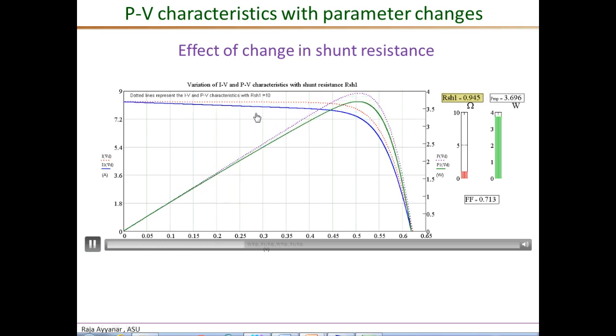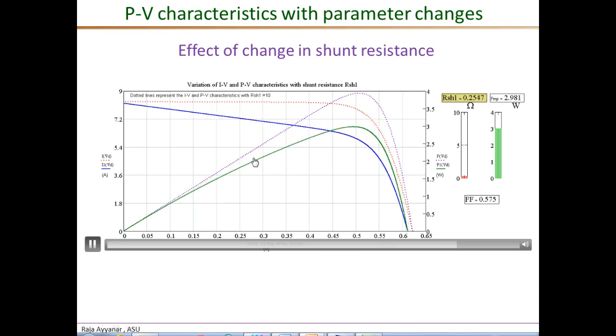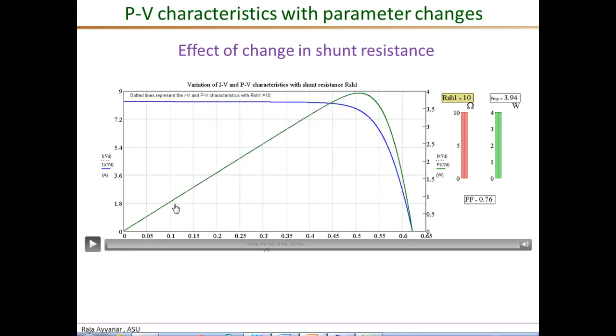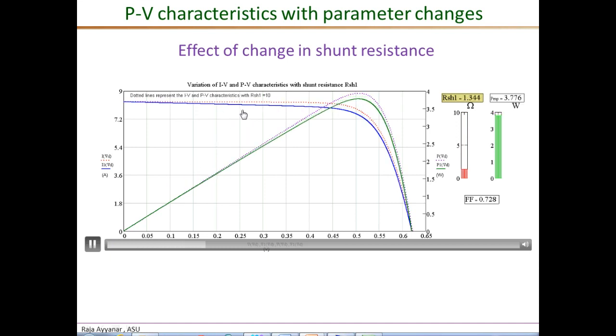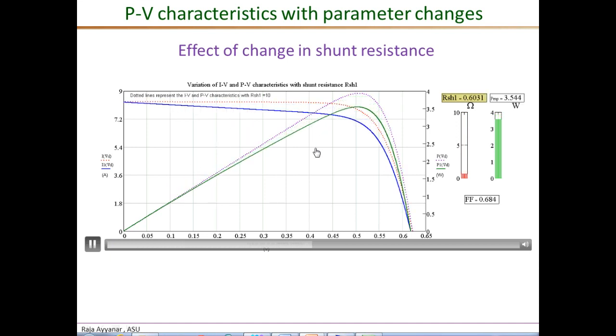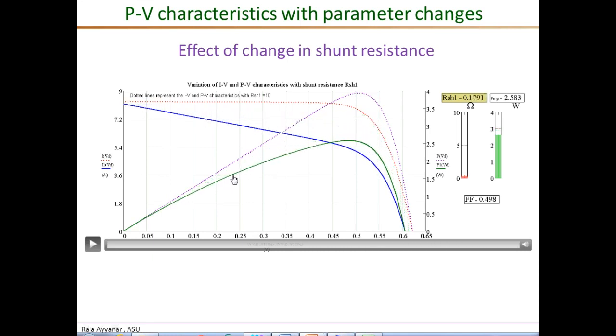So you can begin to see that the main effect on both the IV curves as well as the PV curves is at the lower voltage end. The IV curves begin to drop at a faster rate, and the PV curve, this green, increases at a reduced rate for low values of the shunt resistance. Remember that we are actually reducing the shunt resistance from 10 ohms to a very low value of 0.2 ohms. So in response, the rise in the power is slower at the lower voltage end.